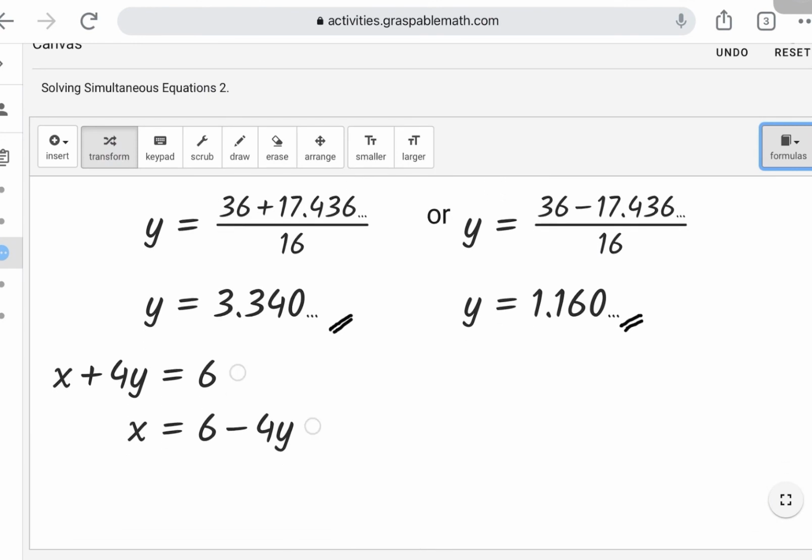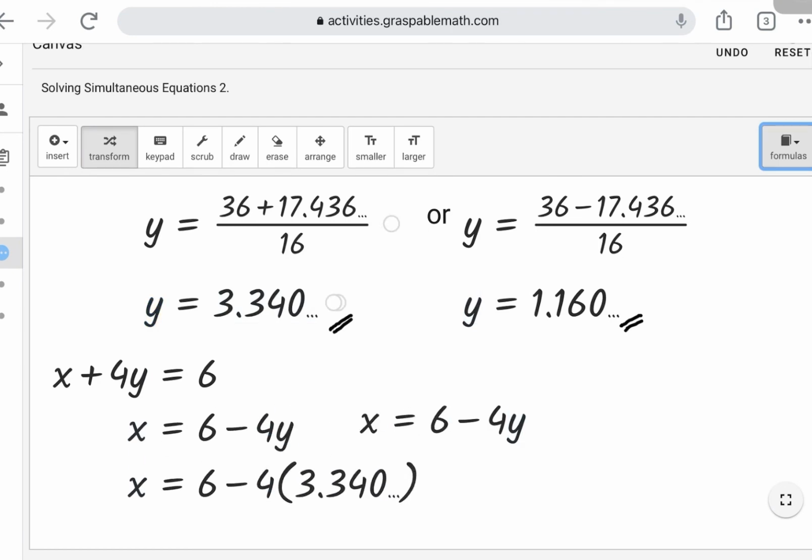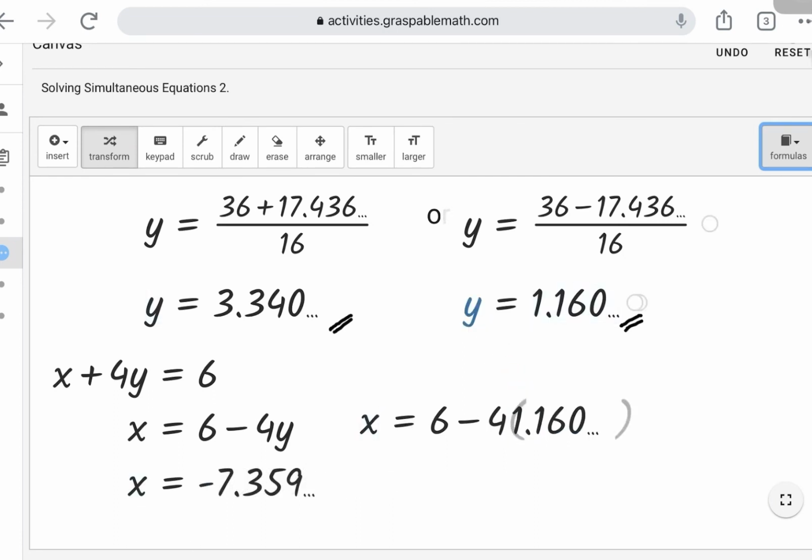And then I copy the x equals 6 minus 4y because I need two values of x, right? And then I substitute the y into the x one by one. I drag y, simplify, tap the multiplication, tap the addition. The other y, simplify, tap the multiplication, tap the subtraction, until I get two values of x.